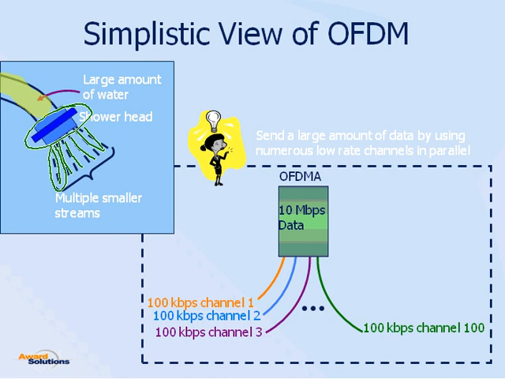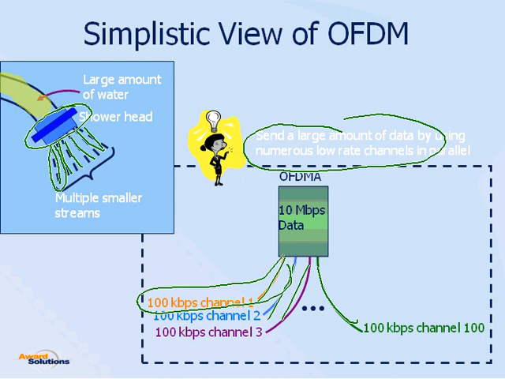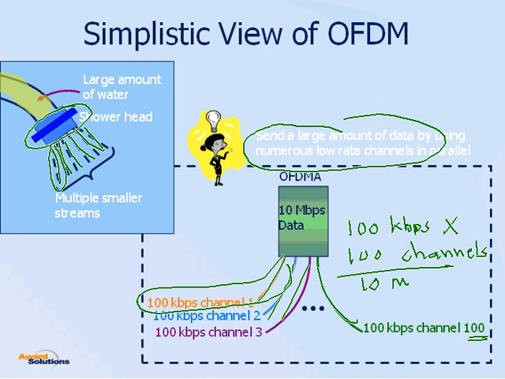That's how OFDM works. A large amount of data is sent on many radio channels, hundreds and thousands of radio channels. Each radio channel carries a little bit of data, in this case only 100 kilobits per second. But if you have 100 kilobits per second in one channel and you use, let's say, 100 such channels in parallel, you can imagine that you will get very high data rates. In this case, let's say 10 megabits per second.